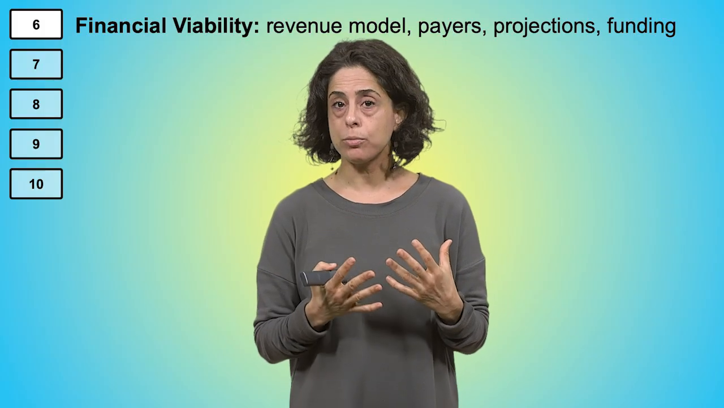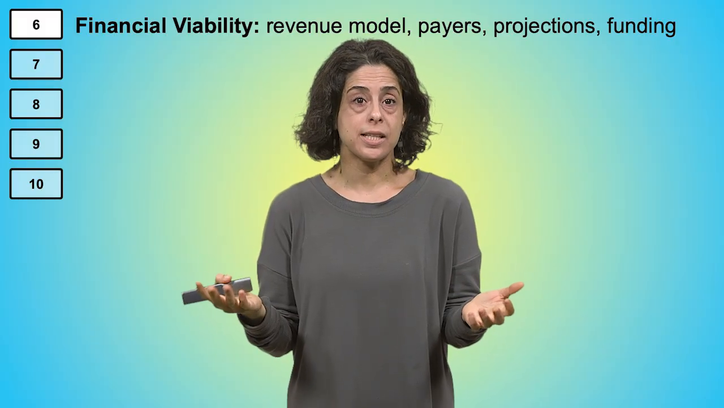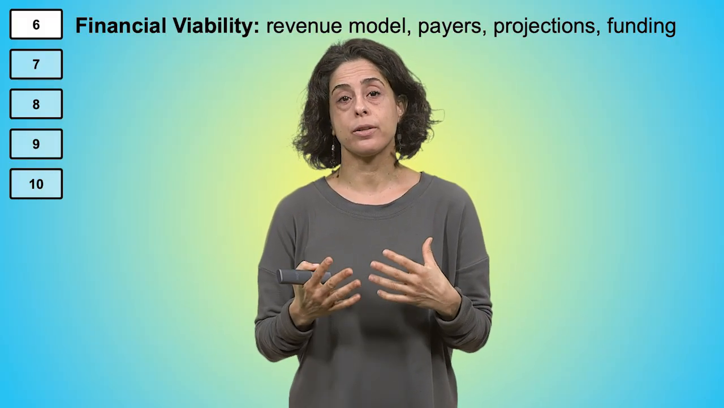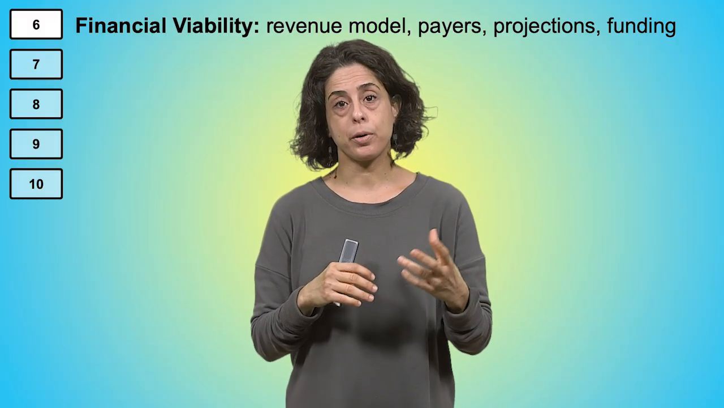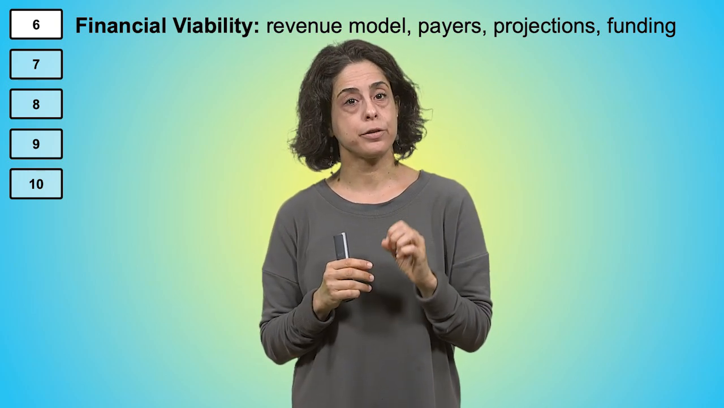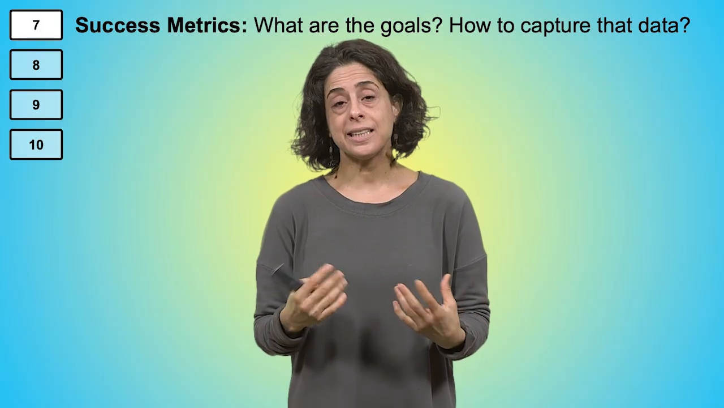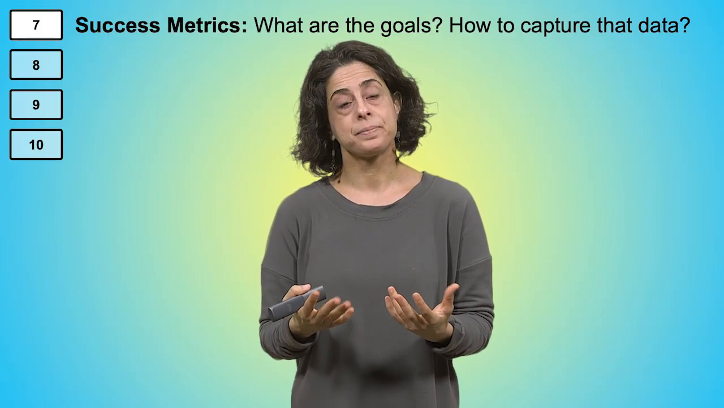The sixth slide is about financial viability. So what is your revenue model, who's paying, and what are your financial projections? This will give people a sense of whether this is going to be a for-profit or a nonprofit, and you can include information here about your funding sources. And the seventh slide is, what does success look like? Where are we trying to go with this, and how will we capture that?